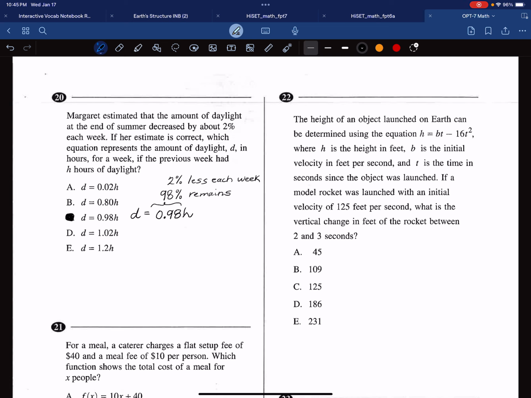Always ask yourself, which of those percentages is this problem asking me about? This is asking me how much daylight there will be based on the amount there was the week before.